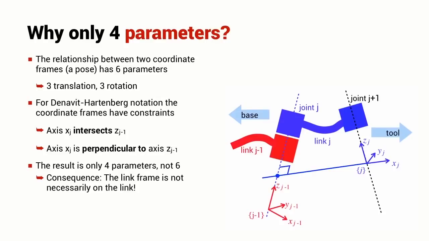Although there are only 6 degrees of freedom in a relative pose, the fact that we've introduced 2 constraints means that we can describe this using only 4 parameters. There's an interesting and often confusing consequence of this, and that means that the link frames are not necessarily on the link itself. And this is something that quite often confuses people when they're starting off and learning about Denavit-Hartenberg notation.